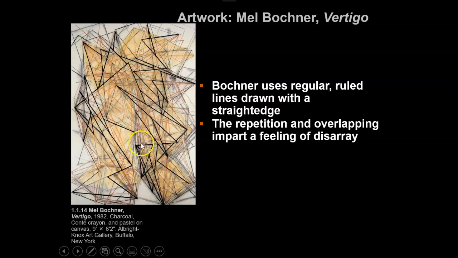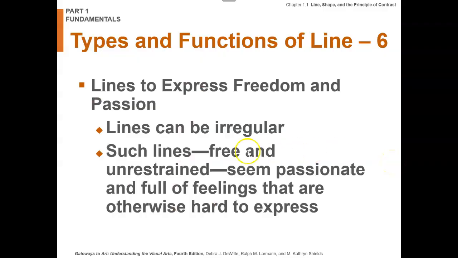This is what I'm looking for in your analysis when I ask, is the line important in the piece? What does it create? An irregular line would be the opposite of a regular line, right? With irregular lines, we usually talk about the idea of expression, freedom, passion. They're very unrestrained and passionate. You think about a child drawing. They're not thinking about anything, they're just going with the flow, right? That's an example of irregular lines.